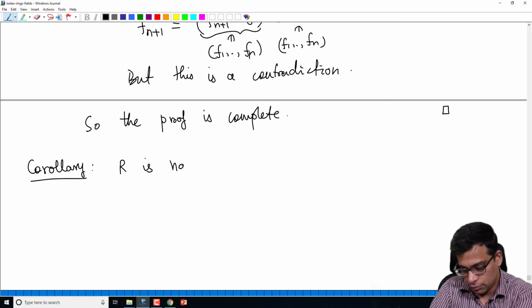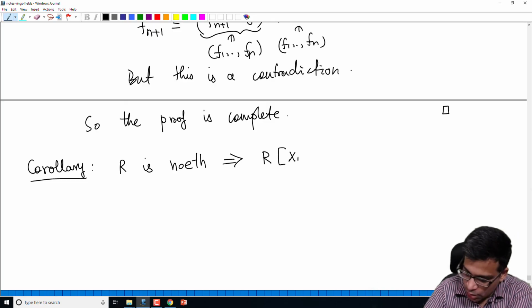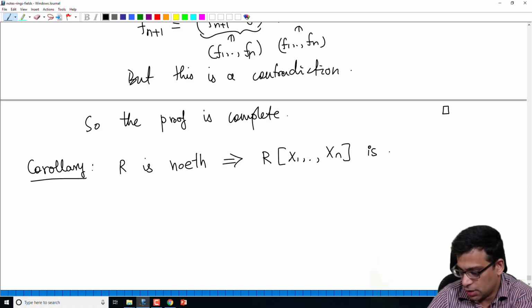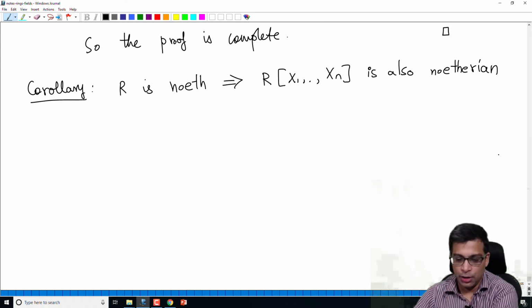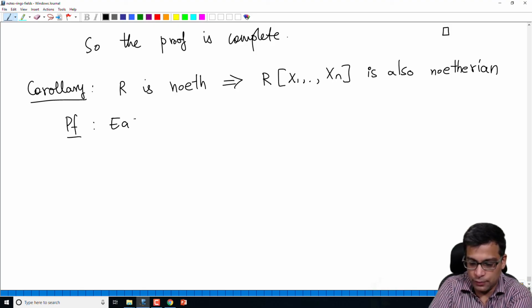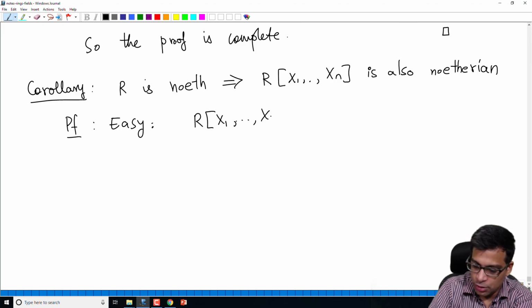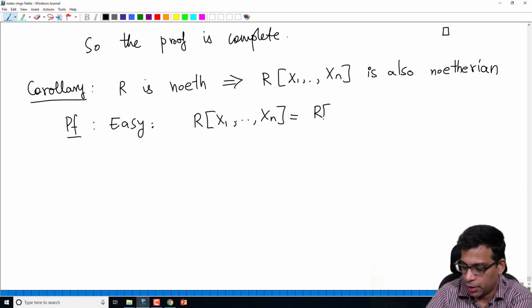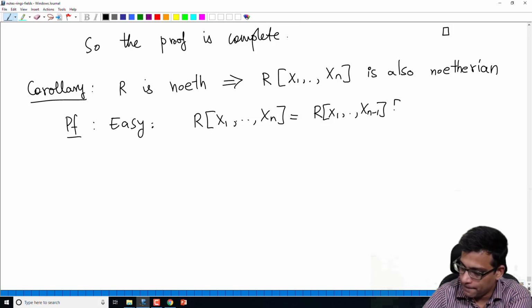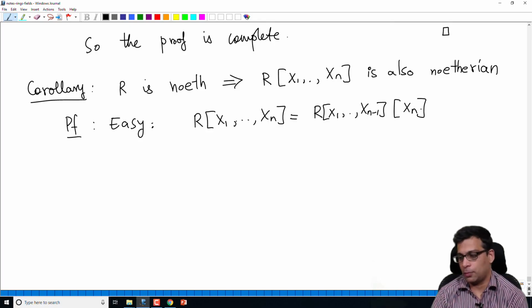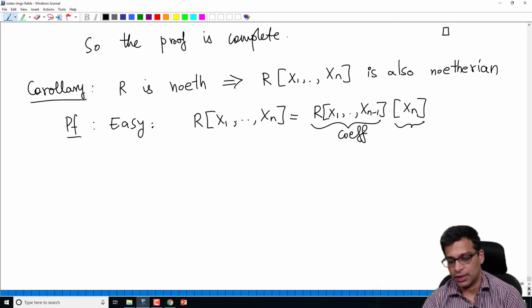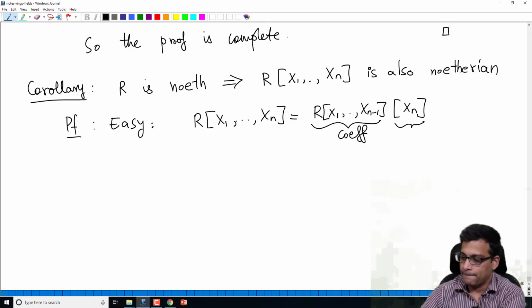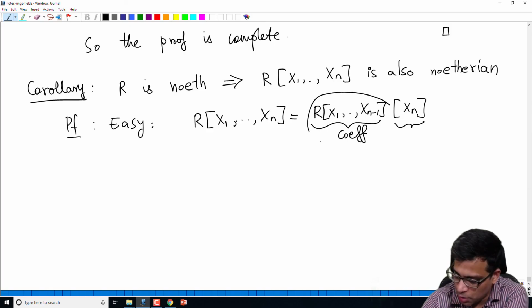So the corollary is, if R is Noetherian, this implies that the polynomial ring in n variables is also Noetherian. The Hilbert basis theorem actually talks about adjoining one variable, but I get the case of finitely many variables easily, because if you remember how we talked about polynomial rings for the first time, R[x1,...,xn] can be thought of as a polynomial ring in xn with coefficients coming from R[x1,...,xn-1]. This is just a matter of perspective, right? Here the variables are x1 through xn, coefficients are in R. Here the variable is xn, coefficients are in this ring. But now this becomes a polynomial ring in one variable over this ring.